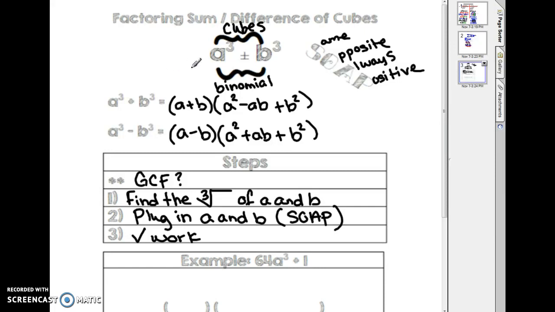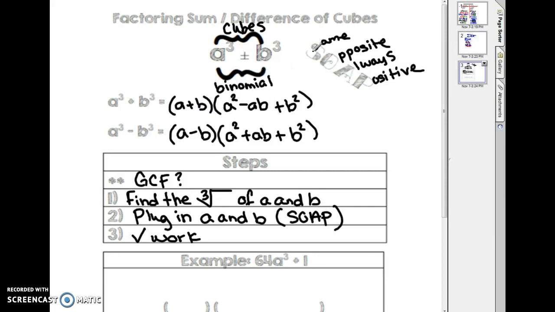What you see is a binomial again. It has only two terms, but they're cubes. So if you notice that they're perfect cubes, then you're going to use these formulas. And here's the two formulas. Now, you don't have to memorize any of the formulas that I gave you on the last video or this video because they are on the formula charts. You just have to understand how they work.